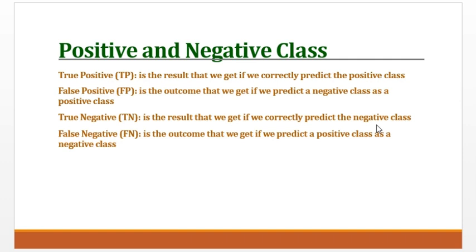We have true negative, that is the result that we get if we correctly predict the negative class. That is, if a model correctly predicts a tumor is benign. And we also have false negative, that is the outcome if we predict a positive class as a negative class. That is, if you miss a malignant tumor in a prediction.